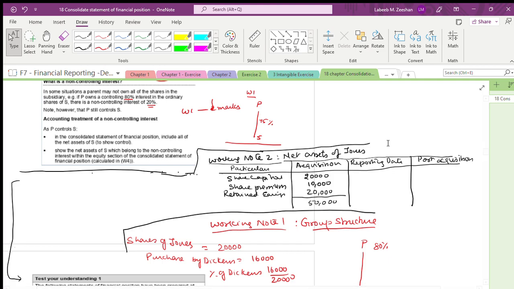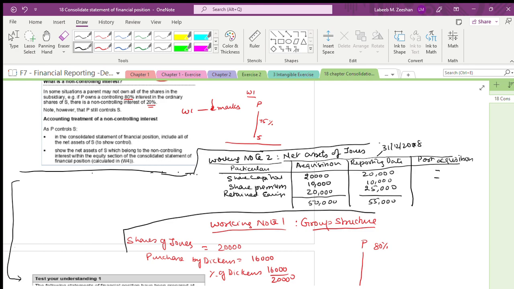Now the reporting date. The reporting date is 31st December 2008. On the reporting date, 20,000 is the equity, 10,000 is the share premium, whereas the retained earnings are 25,000. The total comes to 55,000.